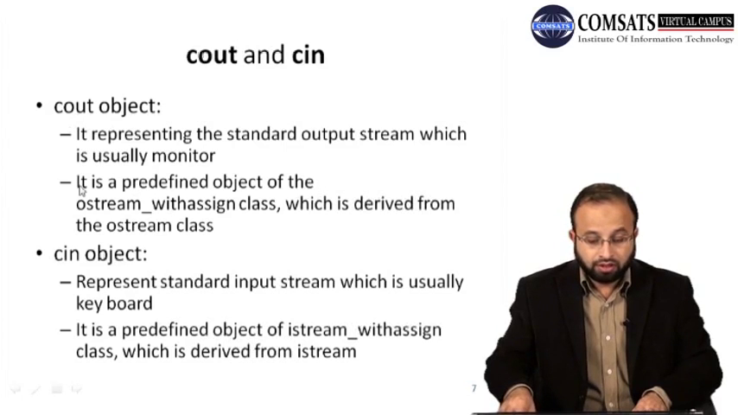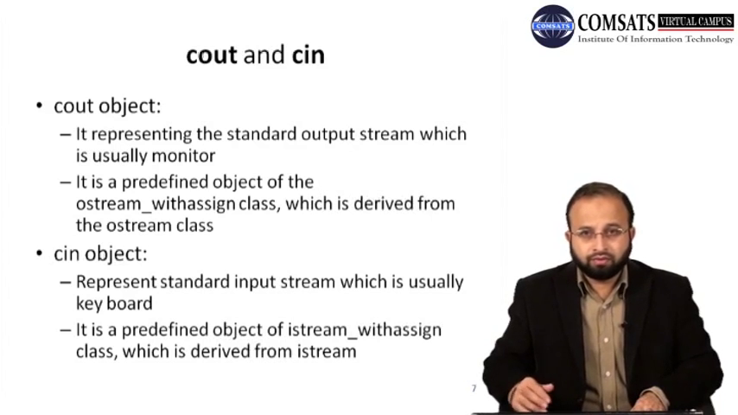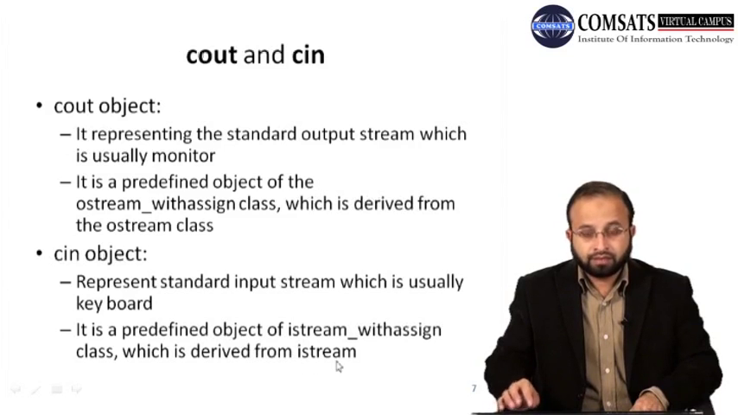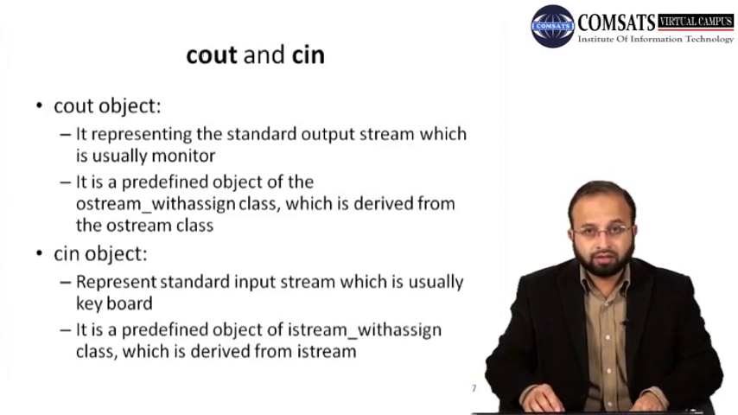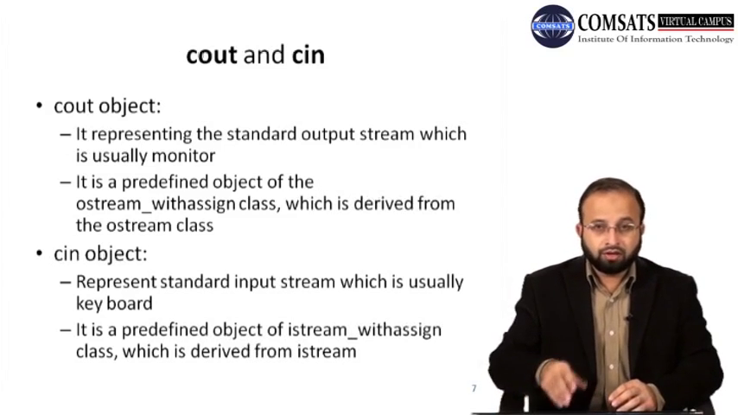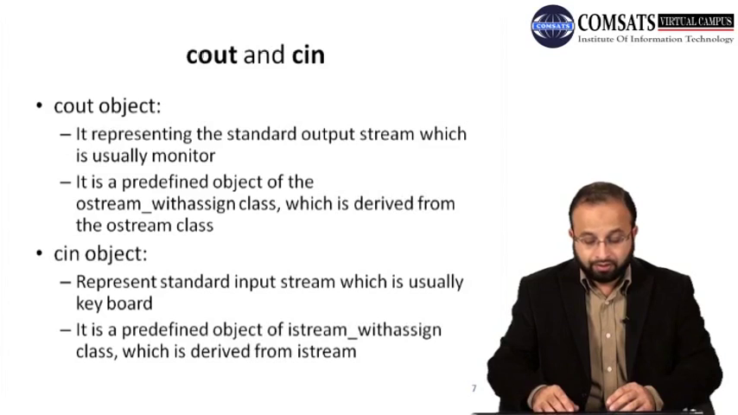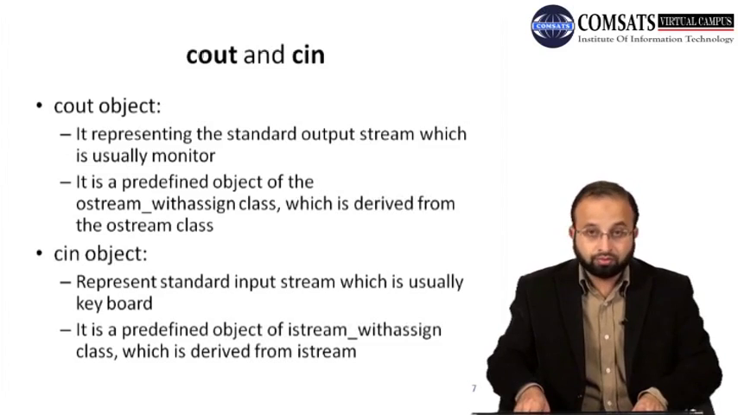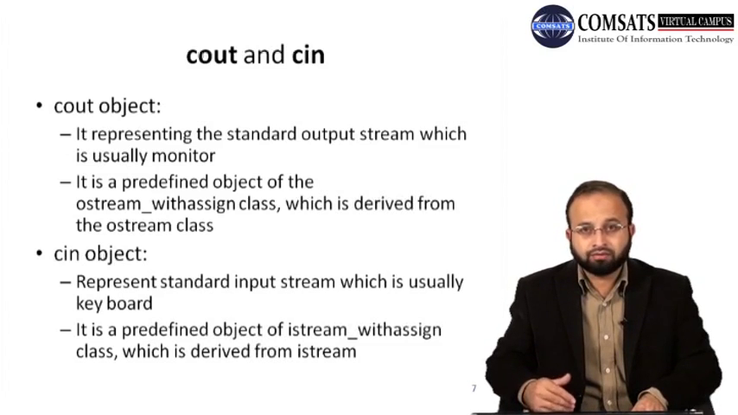Similarly, cout is also a predefined object. It is not possible to make another object of the ostream or istream class. So it is a predefined object of the istream_withassign class, which is derived from istream. So cin is an object of the istream class. We can say cin is an object of the istream class because istream is a grandparent class for cin, right? So cin is an object of istream_withassign, and that is derived from istream. So an object of a derived class can also be considered an object of a parent class.